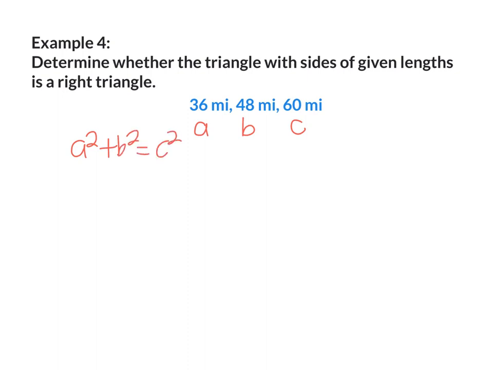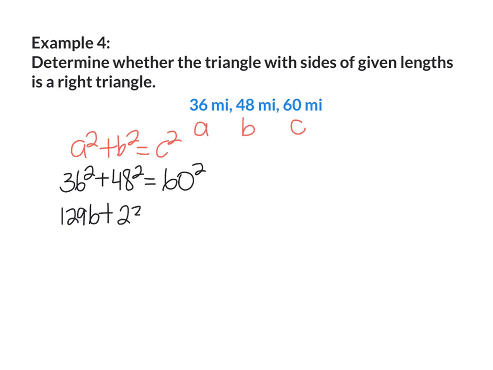Now I'm going to plug in my numbers. So a squared is going to be 36 squared. B squared is going to be 48 squared. And c squared is going to be 60 squared. So 36 squared becomes 1,296. 48 squared is 2,304. And 60 squared is going to be 3,600.